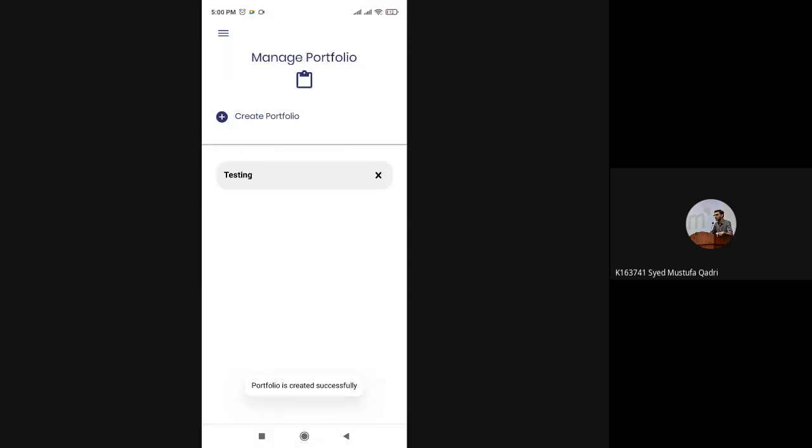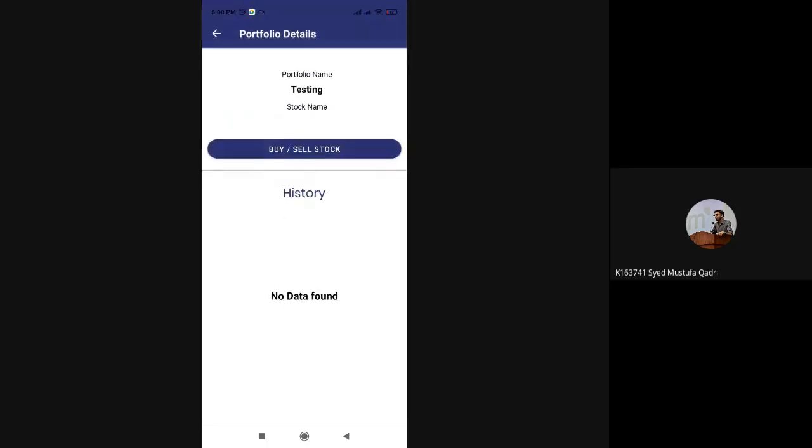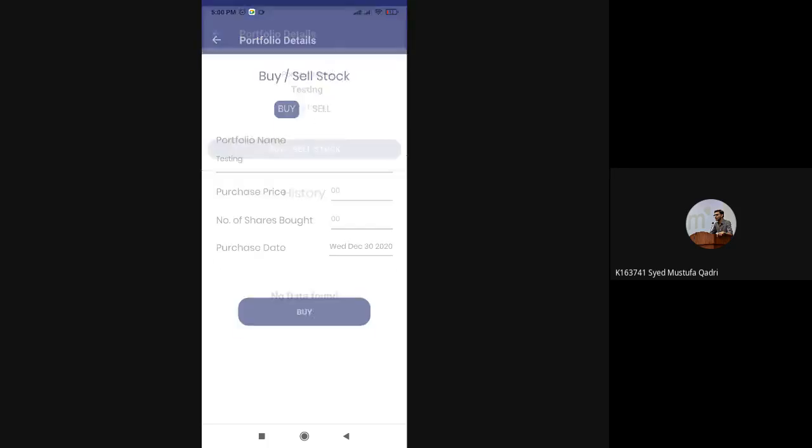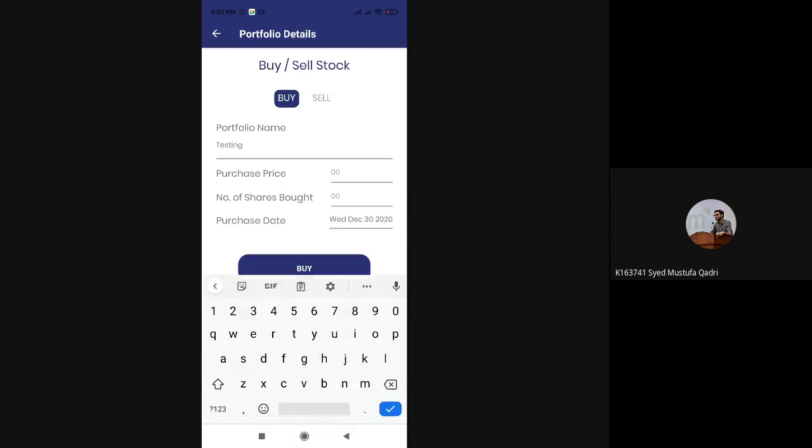So here my portfolio is created, having the name which I have provided. Currently there is no transaction because it is a new portfolio, as you know. So firstly I am buying, and for the sake of simple calculations, I am choosing very small values. Let's say the price of one share is 1 rupee, and I bought 10 shares on today's date, which is 30th December. So buy.